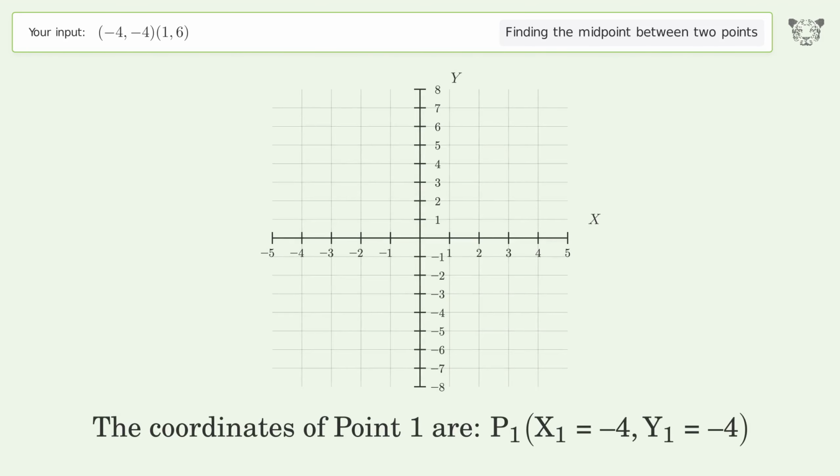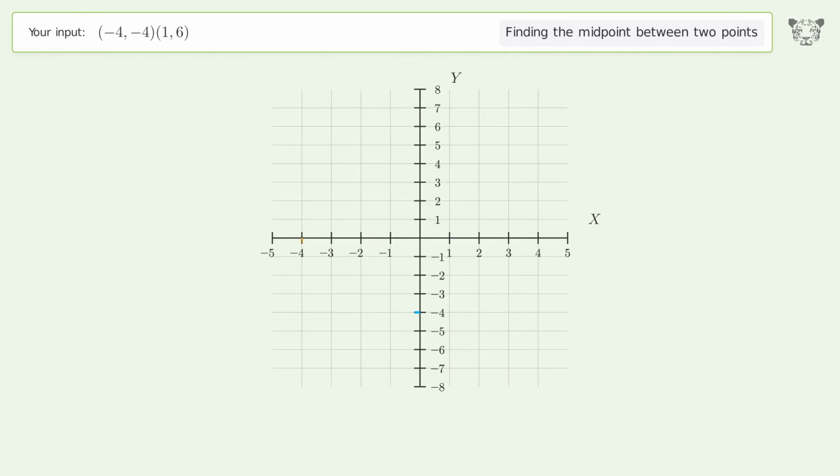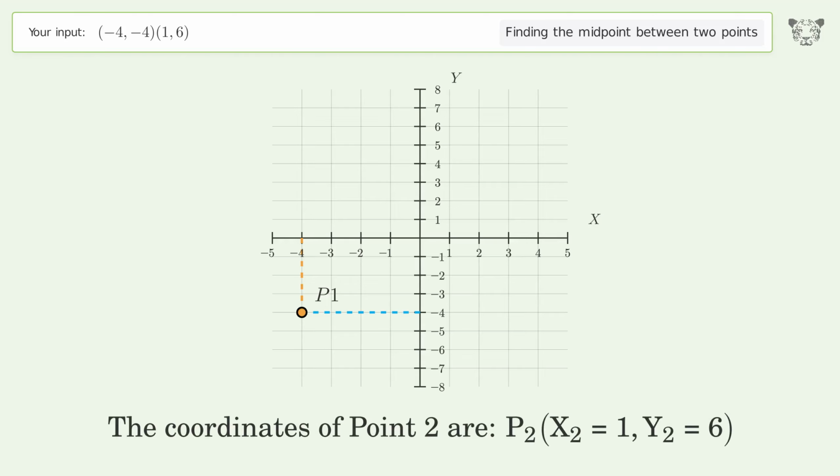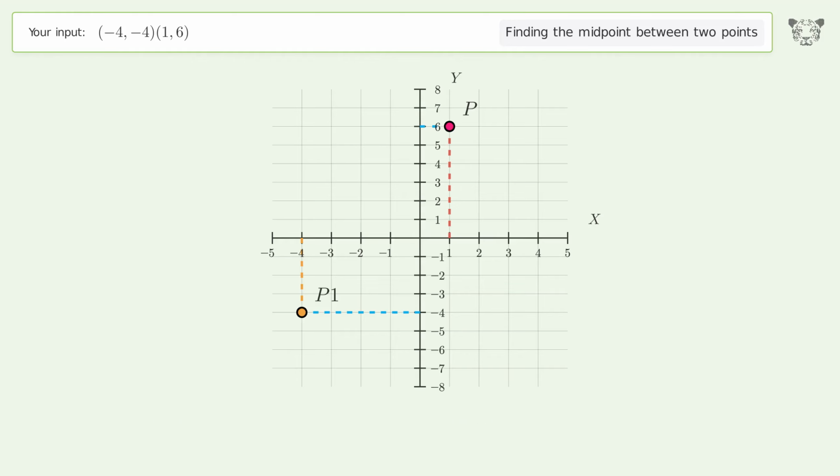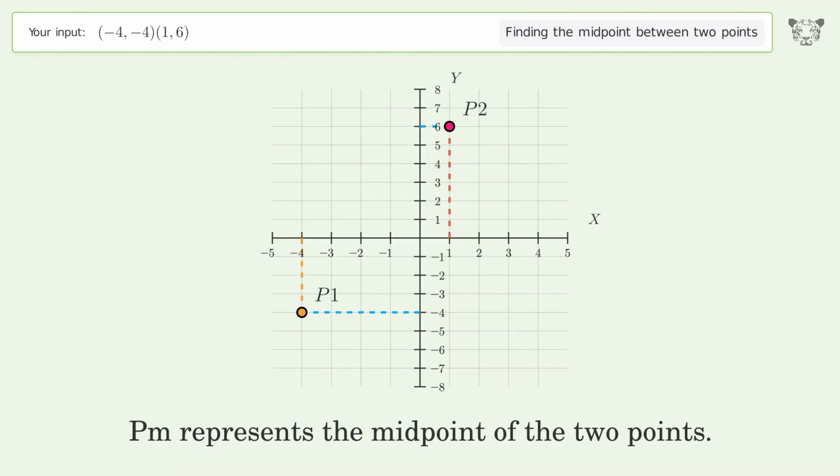The coordinates of point 1 are x1 equals negative 4, y1 equals negative 4. The coordinates of point 2 are x2 equals 1, y2 equals 6. PM represents the midpoint of the 2 points.